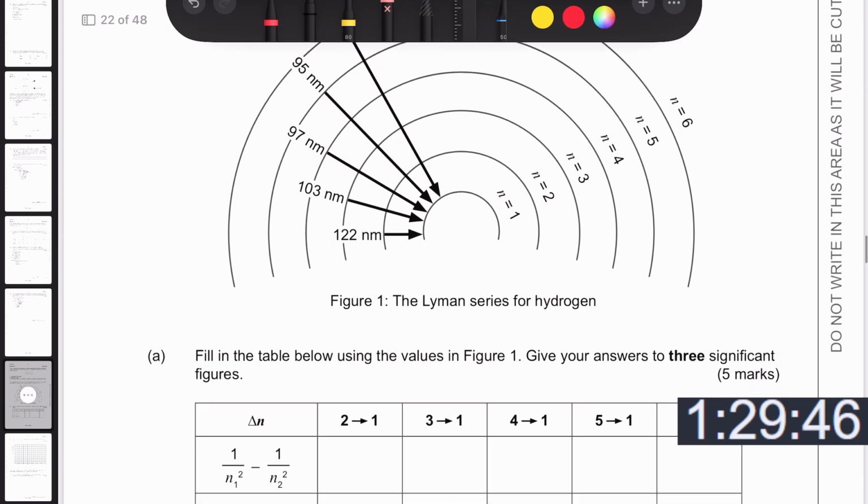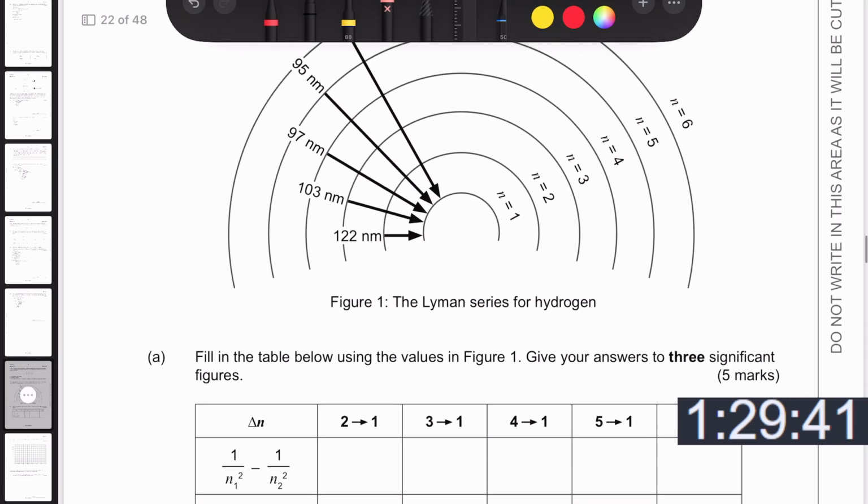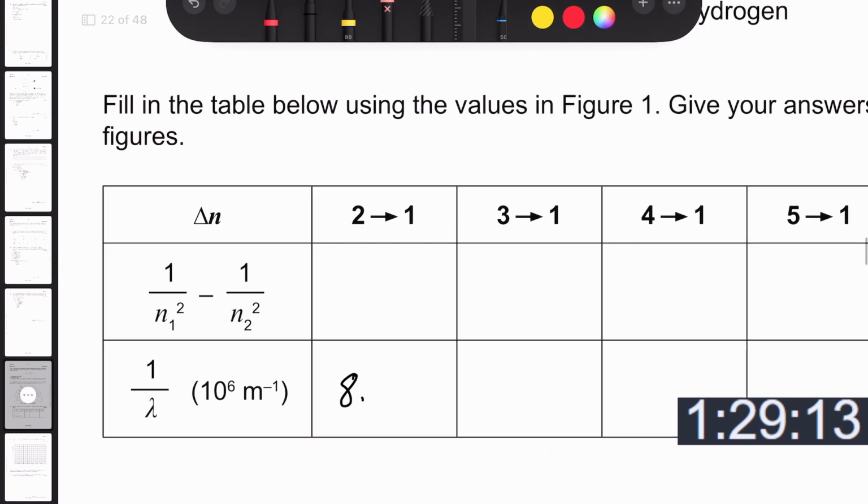So the wavelength. Okay, let's do the bottom line first. From 2 to 1, we emit 122. So 6.63 times 10 to the negative 34. Oh, I know, this is just 1 on 122 times 10 to the negative 9 divided by 10 to the power 6. So I get 8.19, or actually it's 8.20.